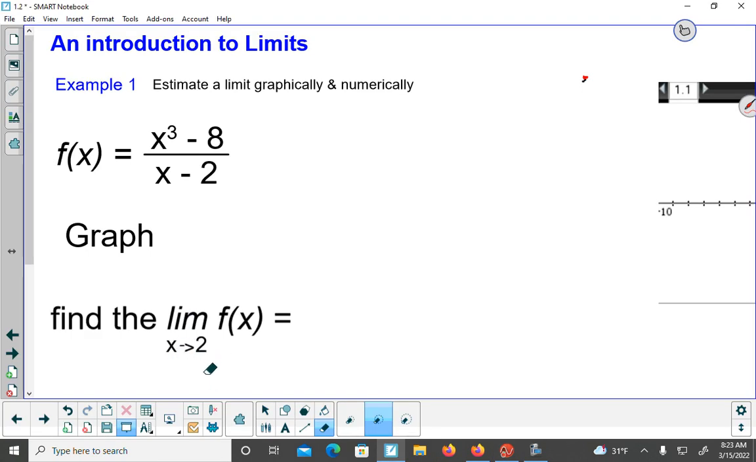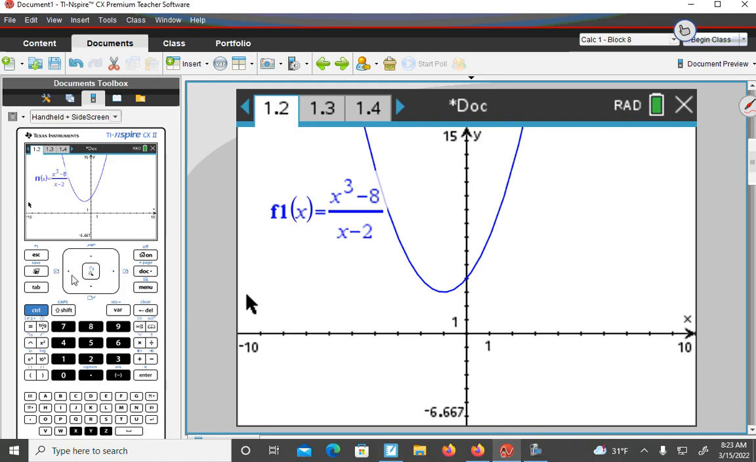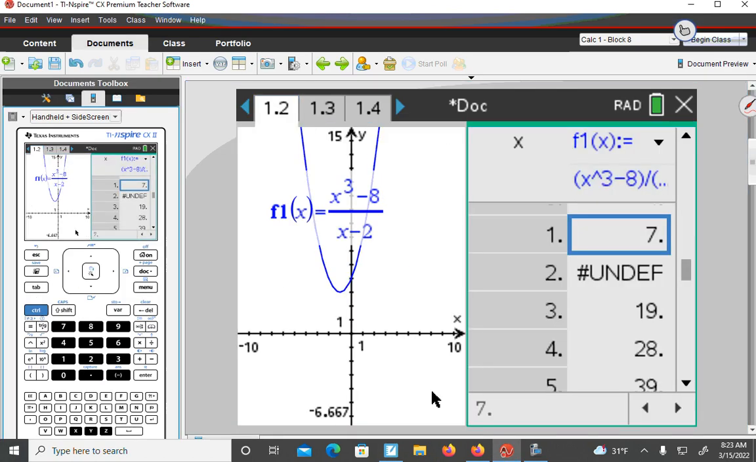And that should make sense to you, because if I tried to put 2 into this function, I would have 8 minus 8, which would be 0, and more importantly, I'd have 2 minus 2, which would be 0, and I cannot divide by 0. To further verify this, if I hit Control-T on my calculator, it's going to show me that at 2 I'm undefined. So that's why I can't do what's called direct substitution. I have to look at the graph.